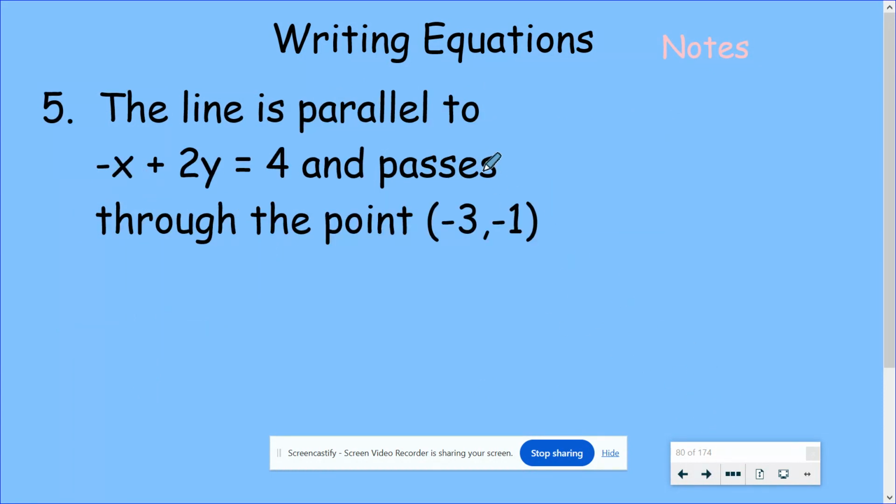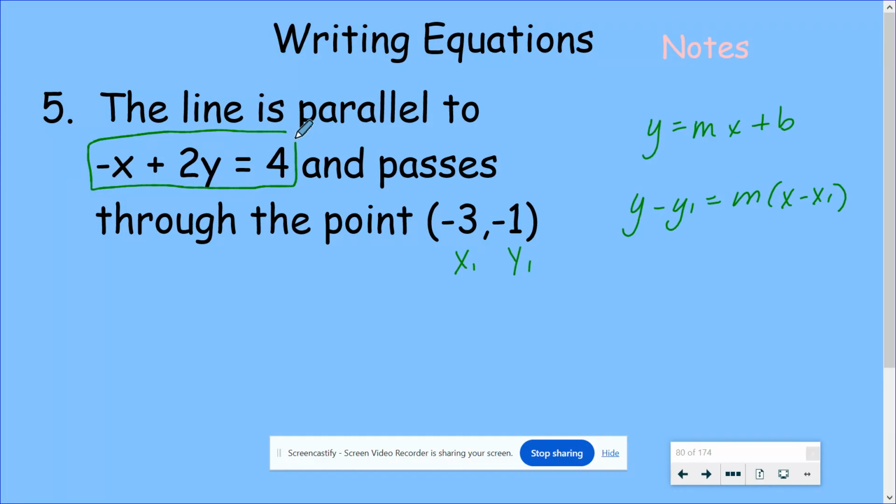Number 5, the line is parallel to negative x plus 2y equals 4 and passes through the point (-3, -1). So ultimately, our goal is to write the equation as y equals mx plus b. We could use point slope if we knew the point and the slope. And we sort of do, because here's our point, x sub 1, y sub 1. And we can find our slope by looking at the equation that it's parallel to, because we know that parallel lines have the same slopes.